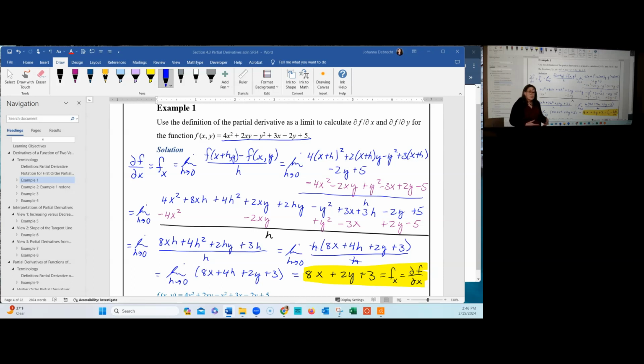In other words, this representation here is giving you the slope of the derivative parallel to the x-axis at any point on the surface of this function.